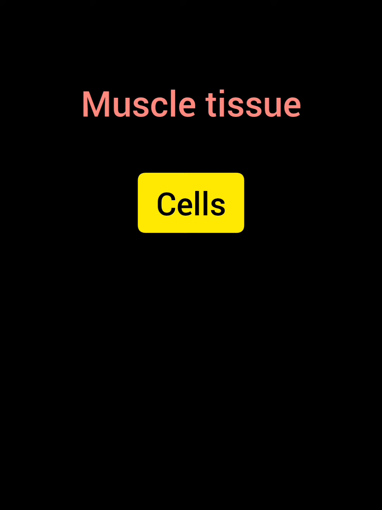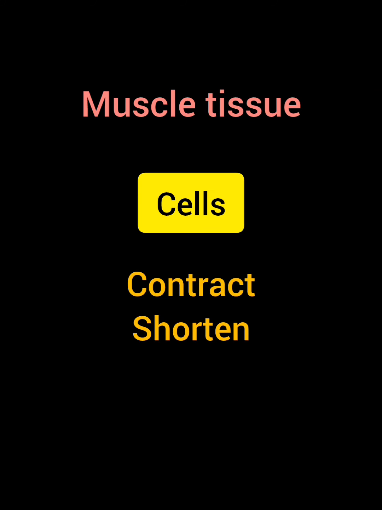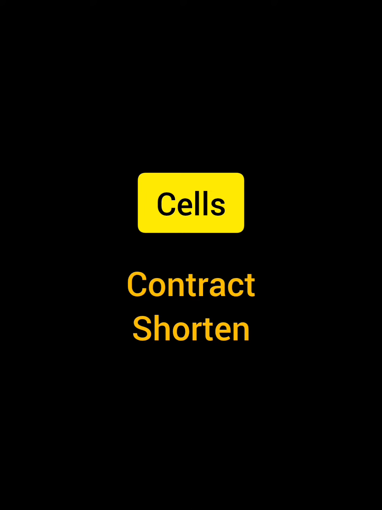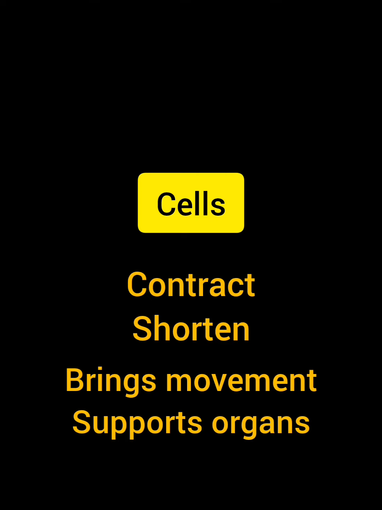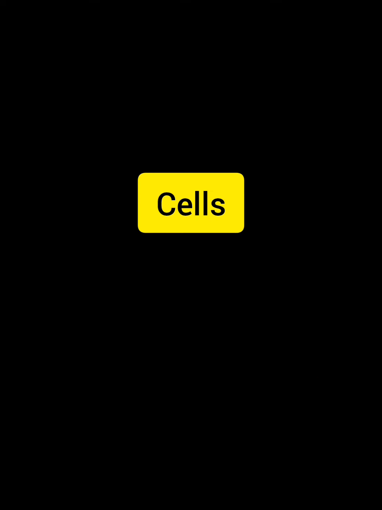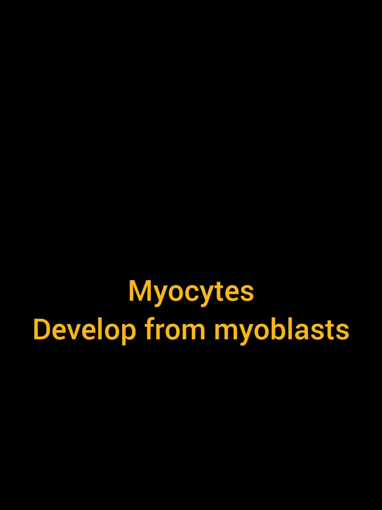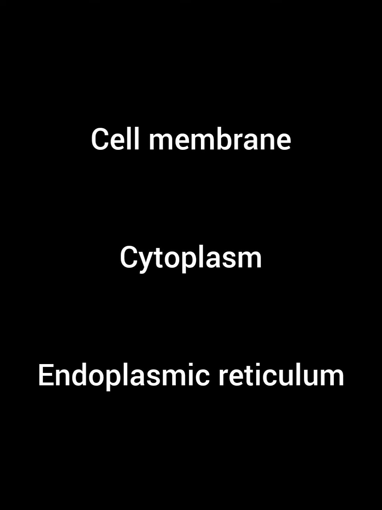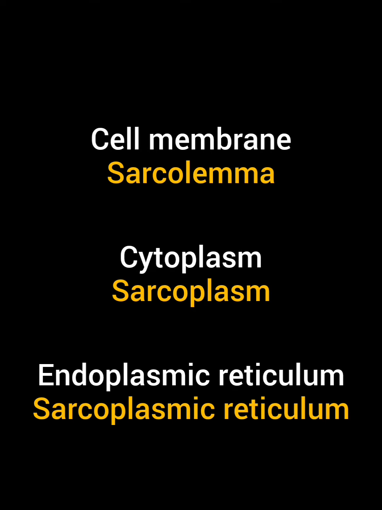Muscle tissue is made up of cells that contract and shorten. The muscle tissue allows movement. It also supports the organs. The cells of the muscle are known as myocytes. The meaning of sarco is flesh in Greek. Hence, the cell membrane, cytoplasm, and endoplasmic reticulum are known as sarcolemma, sarcoplasm, and sarcoplasmic reticulum.